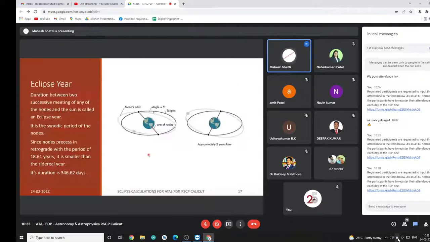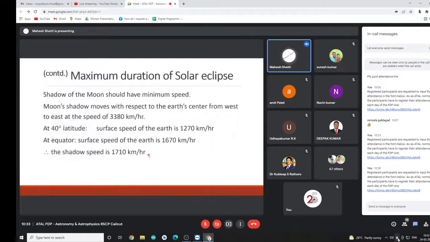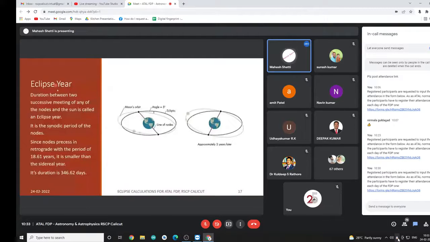Okay, so let's come to the next point here. The next point is about the eclipse years. We already talked about how eclipses take place in certain seasons, and the seasons seem to be shifting. So see here, the line of nodes at one particular point of time is along this direction, and approximately 2 years later it is along this direction.